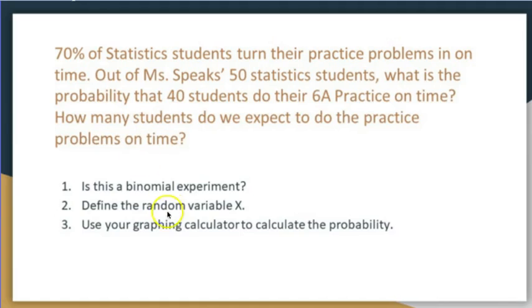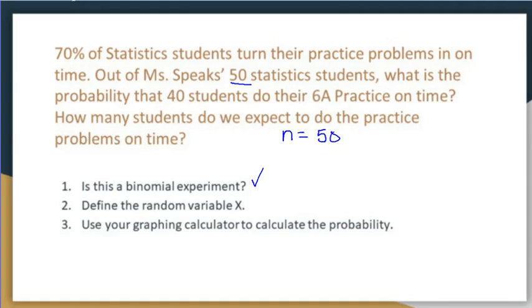Okay, so first thing we have to decide is this a binomial experiment? All right, well, do we have a set number of trials? Yes, because we have 50 statistics students. So N is equal to 50. Okay, do we have 2 possible outcomes? Okay, in this case, yes, success or failure would be success, you turned it in on time, failure, you did not. Okay, so we have 2 outcomes, and the trials are independent because you guys are all individual students who can make your own decisions. So check, this is a binomial experiment.